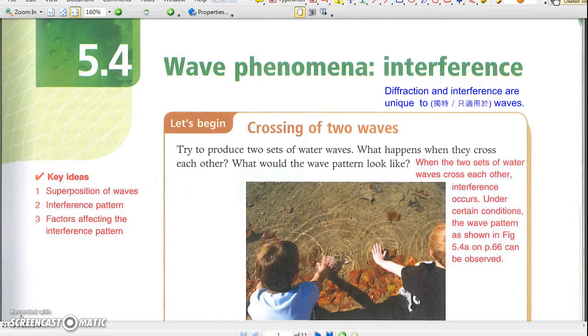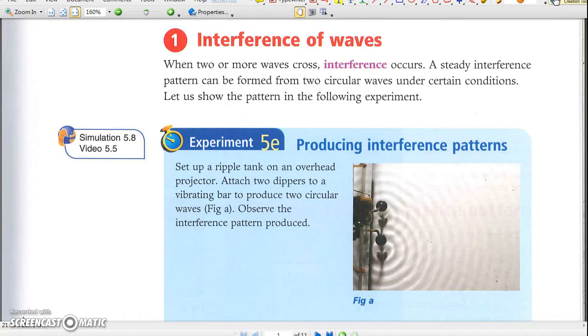5.4 Wave Phenomena. Interference. Diffraction and interference are unique to waves. That is to say, only waves may perform diffraction and interference. Particles cannot. 1. Interference of waves. Interference in physics does not only mean disturbance. Interference of waves is a wave phenomenon that occurs when two very similar waves overlap under certain conditions.